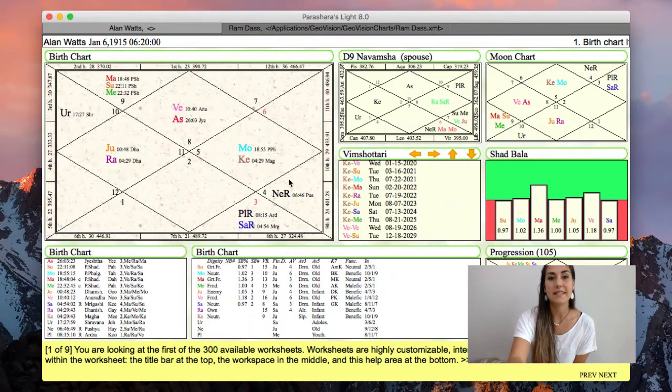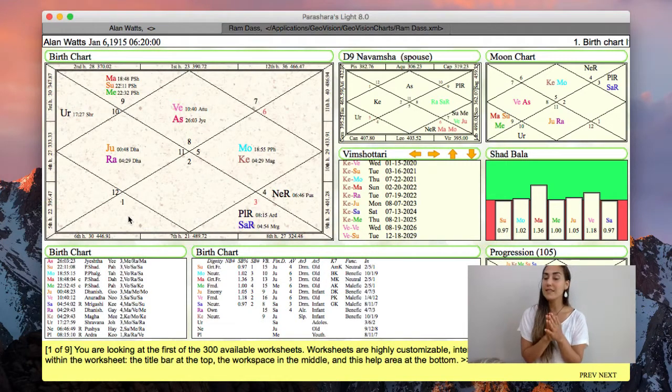Saturn will aspect the 10th house by its 3rd aspect. 1, 2, 3. Will aspect the 2nd house from its 7th aspect. And it will aspect the 5th house from its 10th aspect. 7, 8, 9, 10. And then of course Ketu is 5, 7, 9. Once again, 1, 2, 3, 4, 5. Ketu will aspect the 2nd house. The 7th house is a little weird because Rahu is there. 8, 9, Ketu will aspect the 6th house.